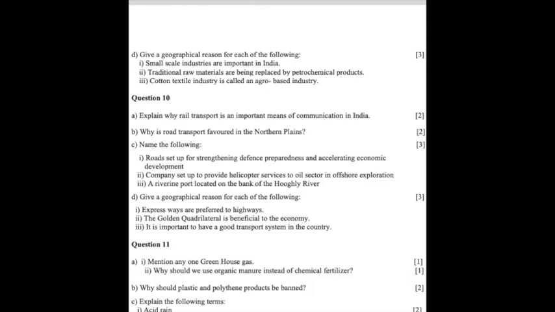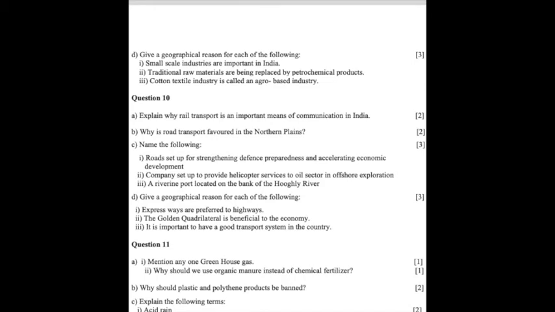Second, the Golden Quadrilateral is beneficial to the economy. Golden Quadrilateral is the largest express highway project in India. It connects major cities and ports. It brings about the economic development of the small towns through which it passes, and it is a boost for the truck transport.